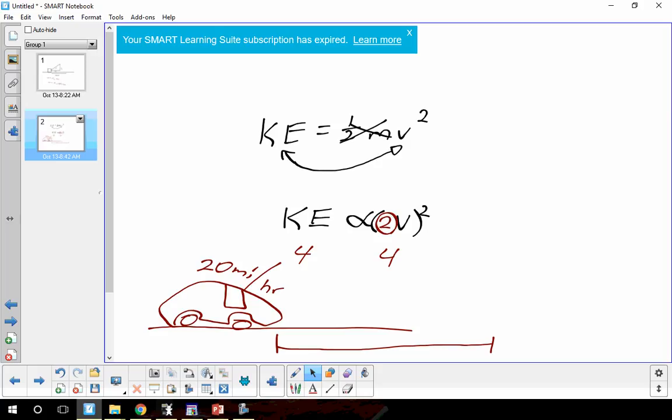So as little Billy runs out in the street chasing after a ball in front of you, he's going to greatly appreciate the fact that you're going 20 rather than something faster. Okay? So keep that in mind. Your stopping distance will increase rapidly with velocity.